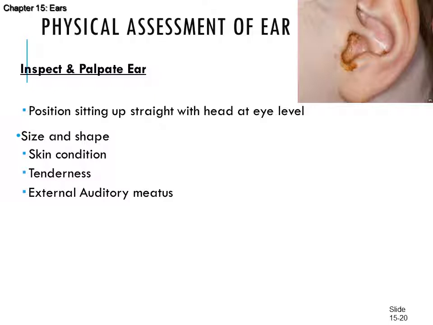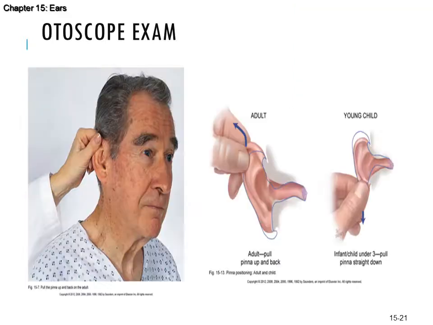We're looking at the position of the ear related to the head. Normally, the ear should line up with that imaginary line around the eye level area, a little bit above the tragus. So we look for size and shape of the ear as well. Some people have really large ears, some people have smaller ears. We're looking for any kind of tenderness in the ear, and the patient will let us know.